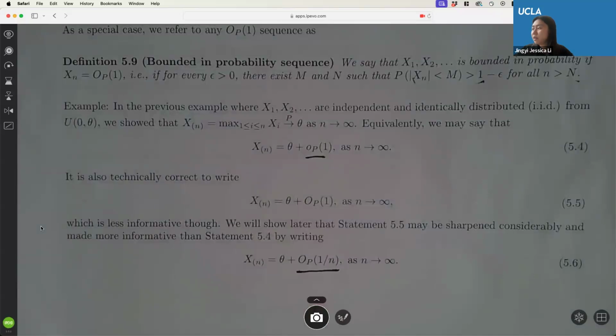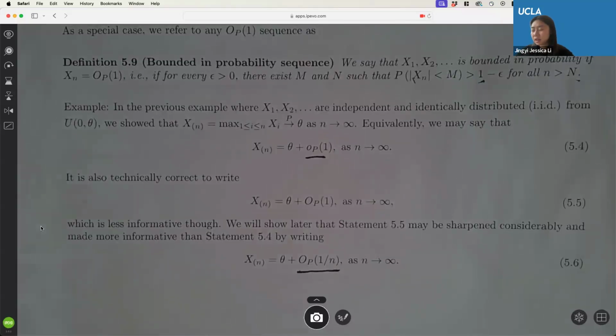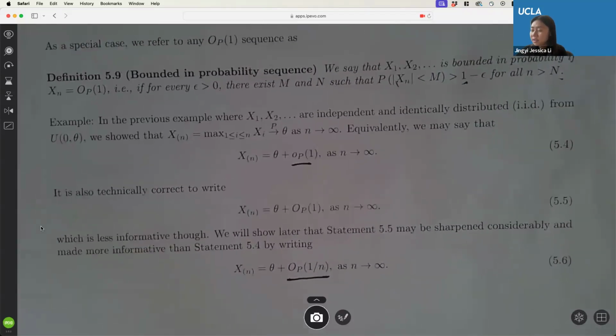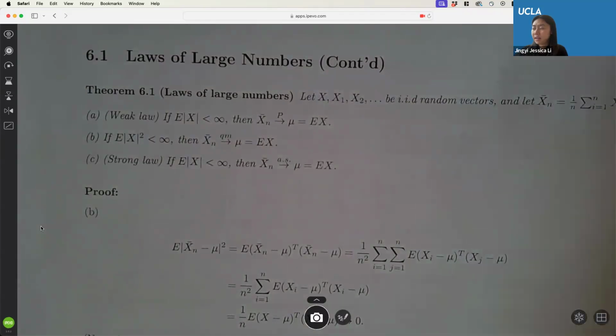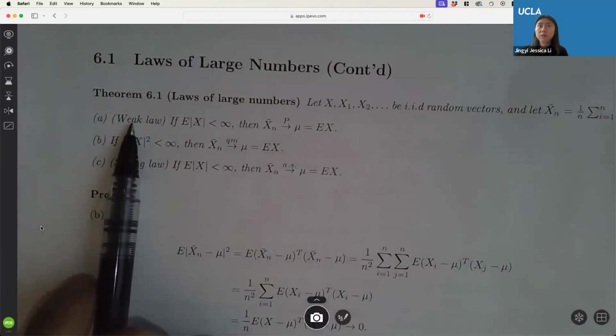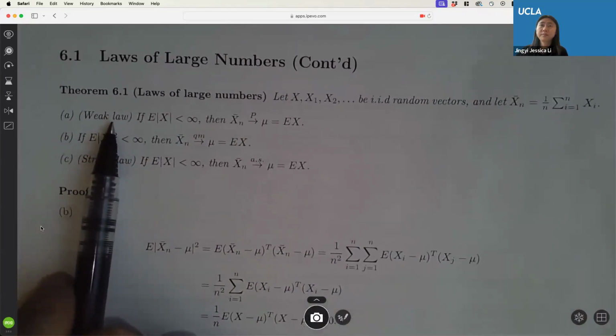So we just talked about small Op and big Op, and we introduced some notation on the derivatives. And consistency, we talked about that as well. Consistency is convergence in probability. Strong consistency is convergence almost surely. All right. If there are no more questions, then we will move on to the law of large numbers.